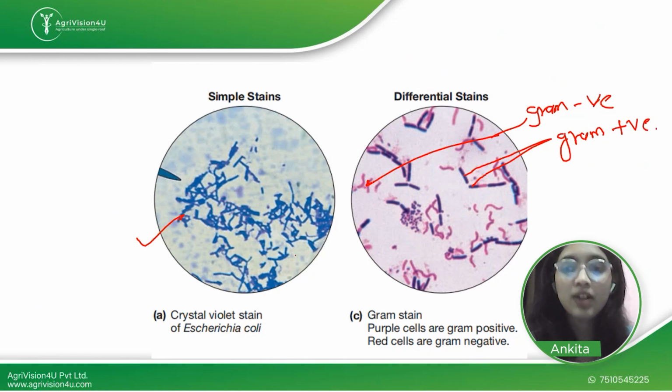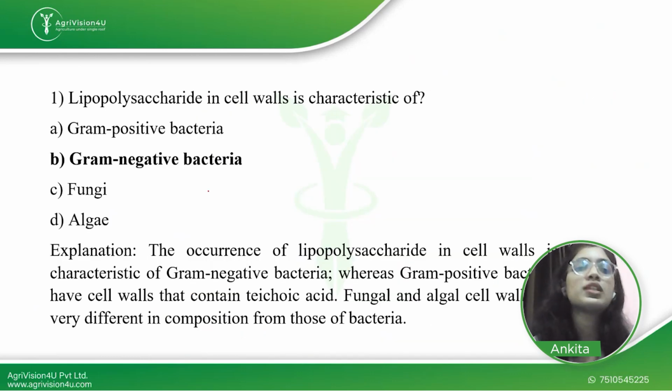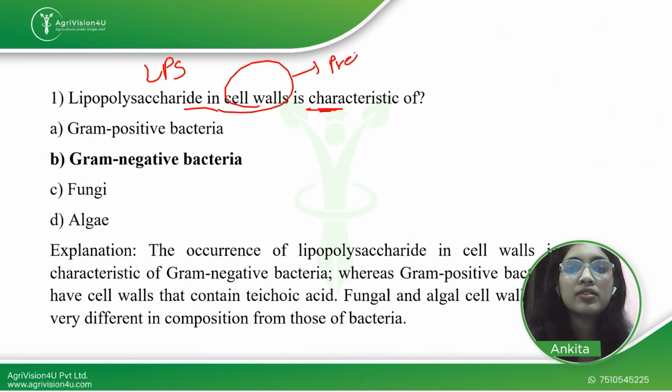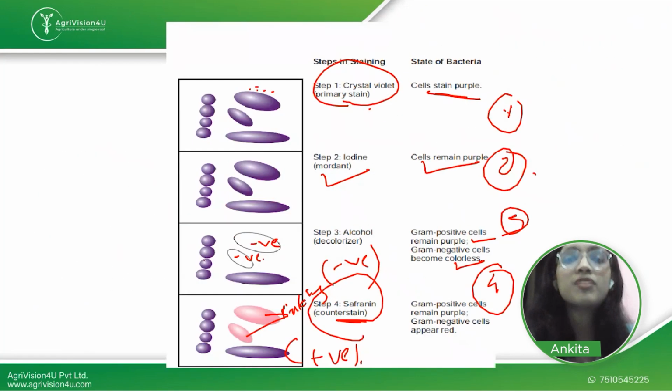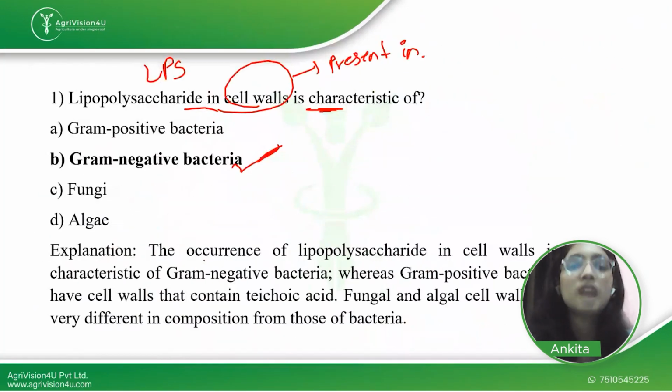Now, which type of questions are asked from such a topic? See, the question is: the lipopolysaccharide, that is LPS, in the cell wall is the characteristic of, meaning it is present in, gram negative bacteria. Here in gram negative, LPS lipopolysaccharide is present, while in gram positive it is absent. So that's why I told you how small things have a greater impact on the questions that are going to be asked in your exam.